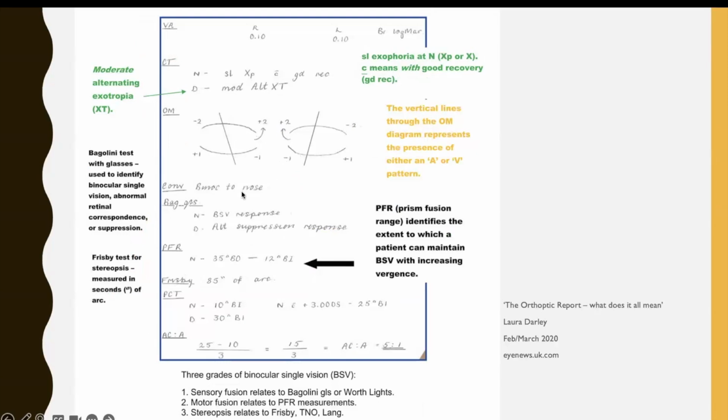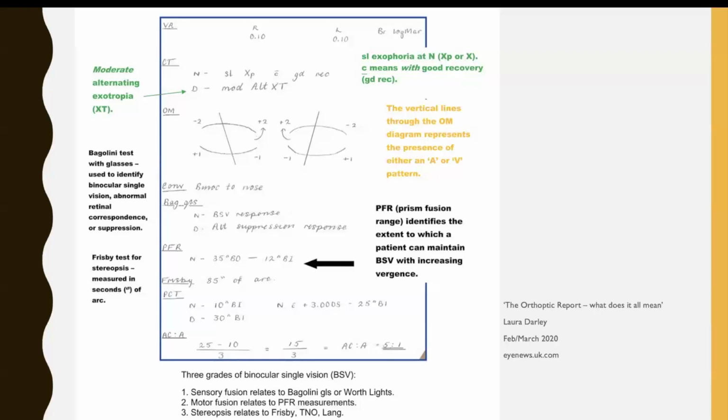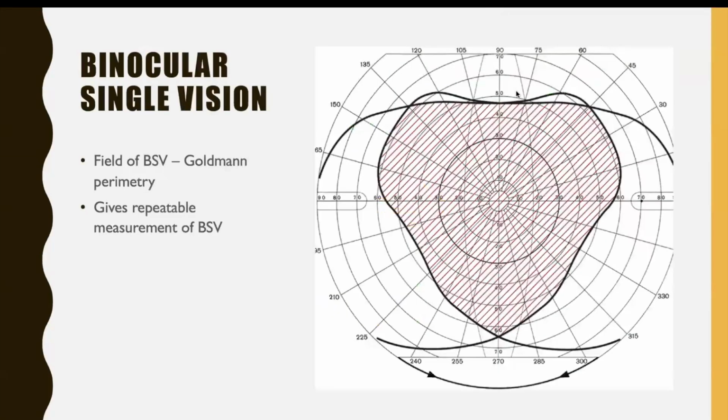And then the Bagolini test with glasses, again, looking at whether or not you've got a BSV response, or do they have a suppression. Then your Frisbee test, how many seconds of arc do they have? And if you go through, this is the formal orthoptic report that you'll go through. So if you in your own time go to this report on inews.uk.com and go through it, I think it's a really good resource to go through what the orthoptic report actually involves, and what the formal report based on the British and Irish Orthoptic Society guidelines are.